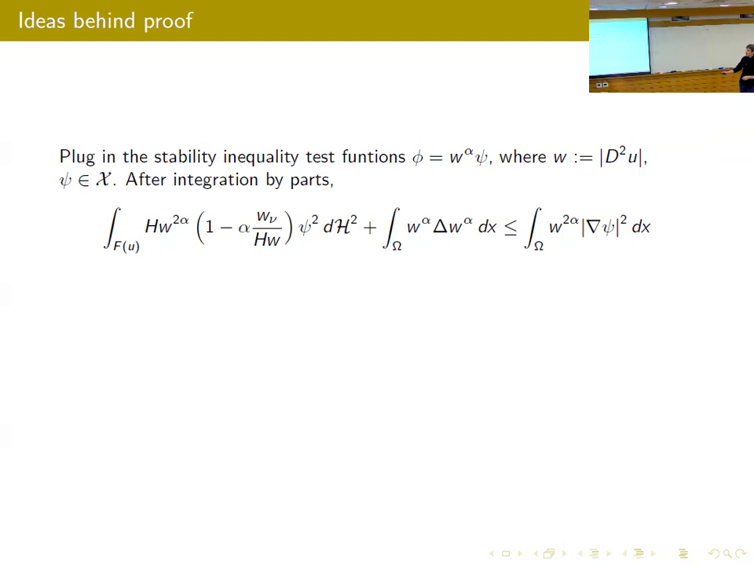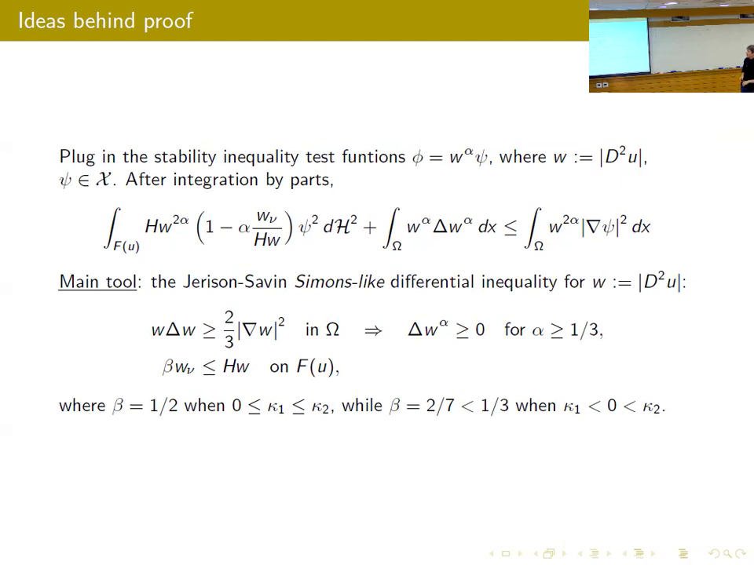So the point is that both of these terms contain information on the curvature of the solution. The main tool is the Simons-like differential inequality that Jerison and Savin used to prove their classification result. They used it for homogeneous degree 1 solutions of the free boundary, because they were interested in classifying stable cones. For us we don't have that, so we don't get the best inequalities possible, but you still get some which are sufficient.